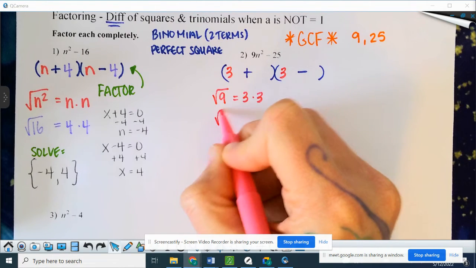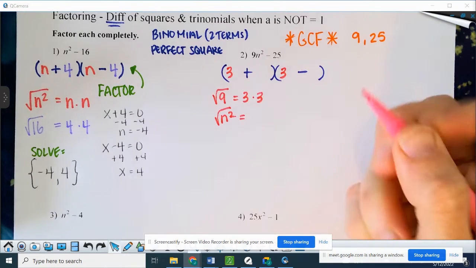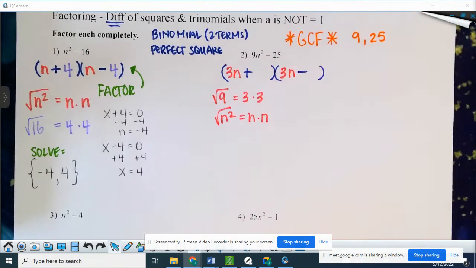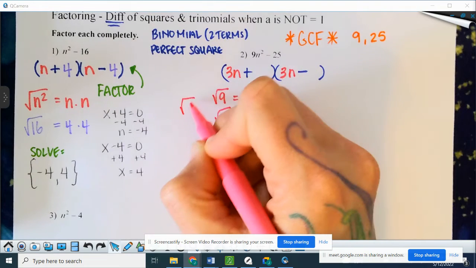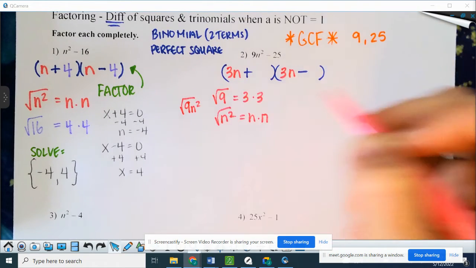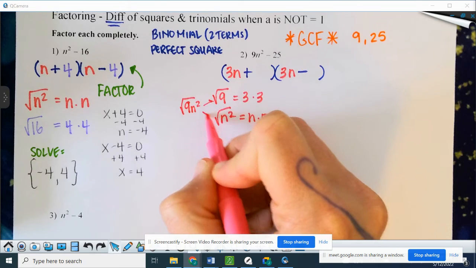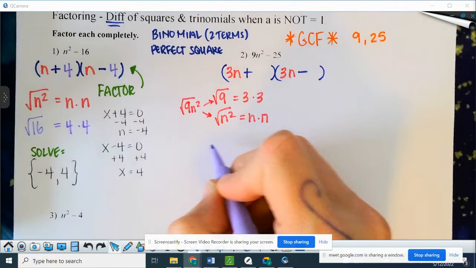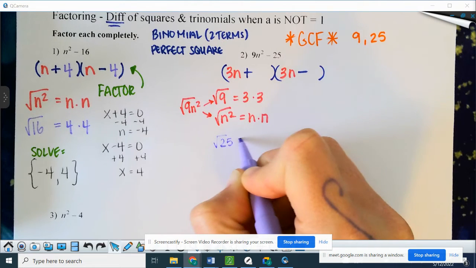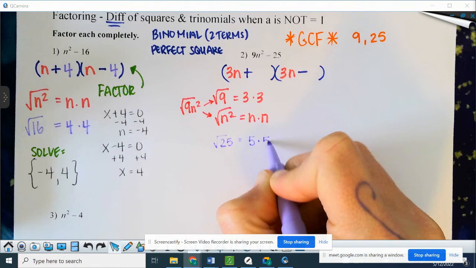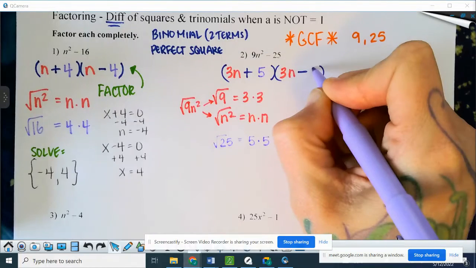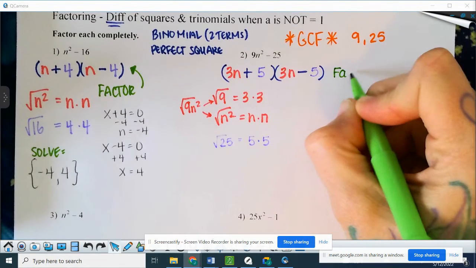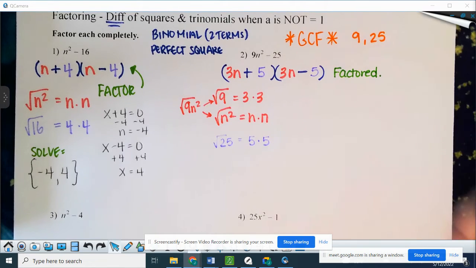The square root of n squared, and that's going to be n times n, so that n goes in the front. So 3n is the square root of 9n squared. And that just broke it into two different conversations, so you see that you're doing both. Then we're going to take the square root of 25, just 5 times 5. So we're going to put a 5 in the first one, 5 in the second one. You have now factored completely, so this is the factored form, by differences of squares.